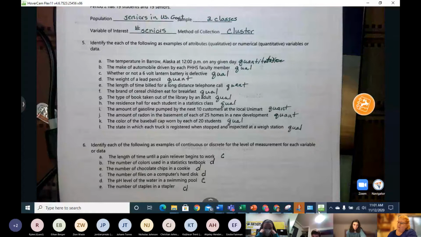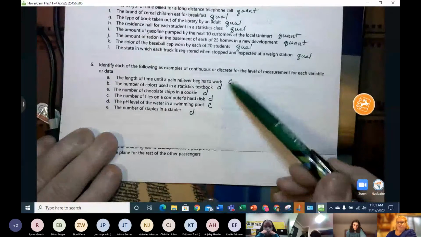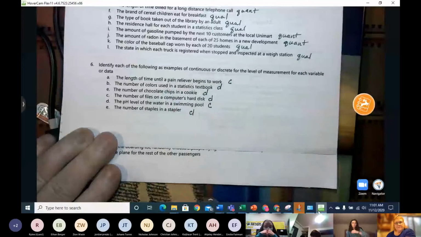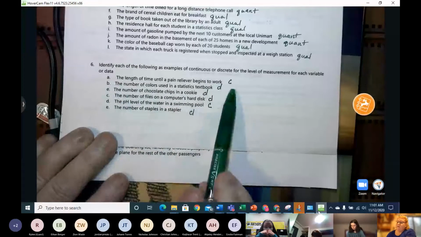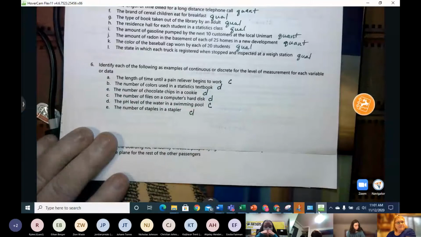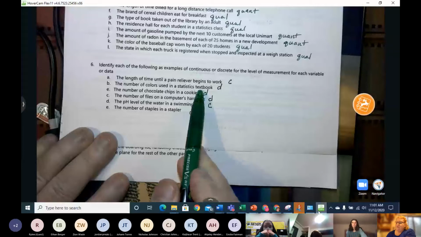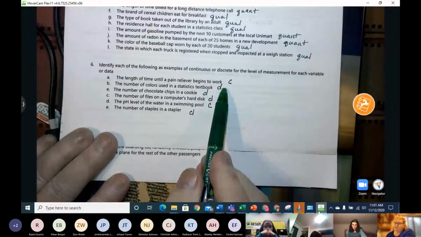And then the last part is looking more specifically at your quantitative variables and deciding, is the variable continuous or discrete? Remember, continuous means that it's going to be measurable. Discrete means it's countable. So the length of time until the pain reliever begins to work. Length of time is measurable, so that makes it continuous. The number of colors used in a statistics textbook is countable, so that is discrete.